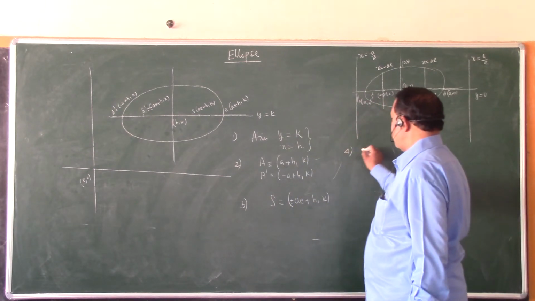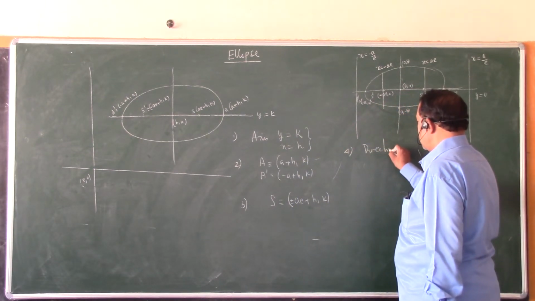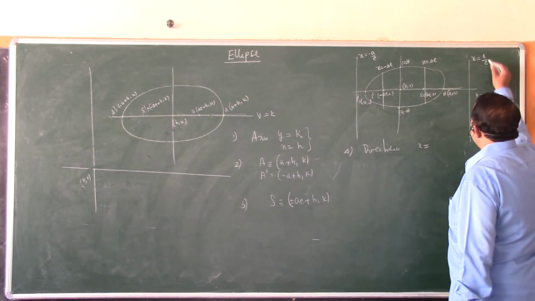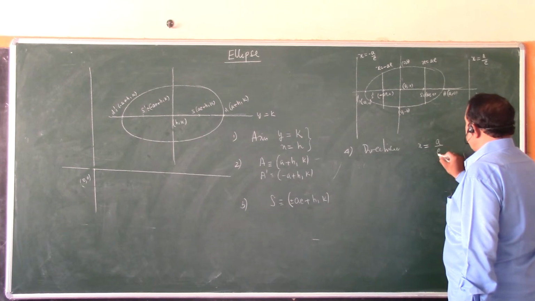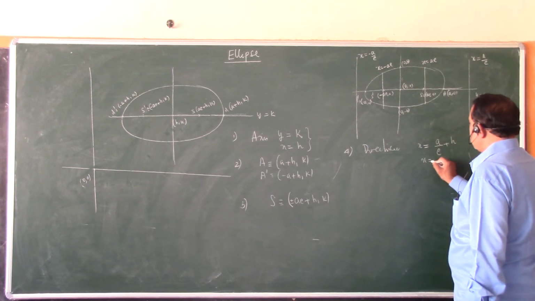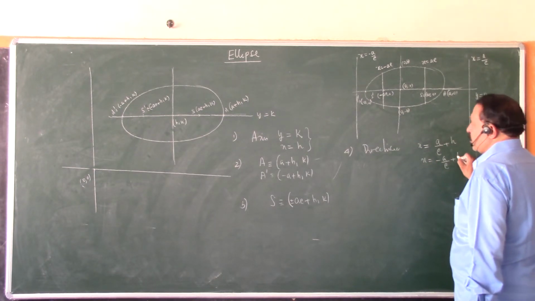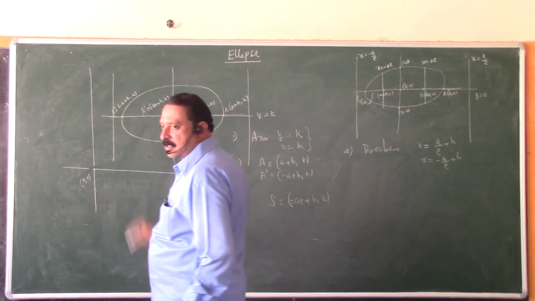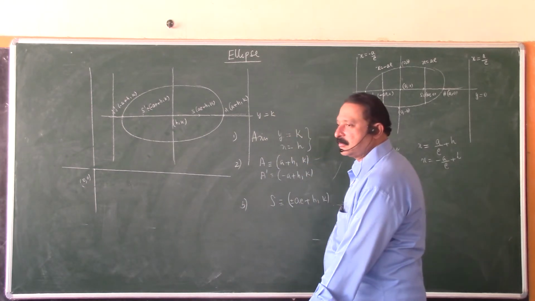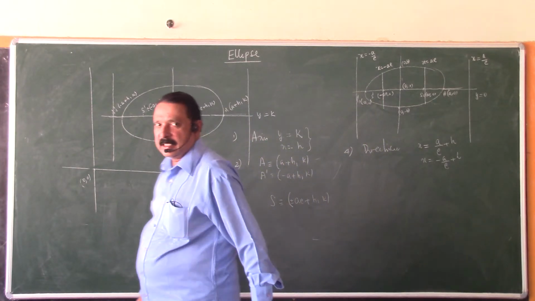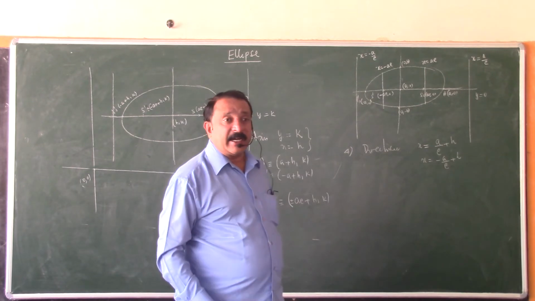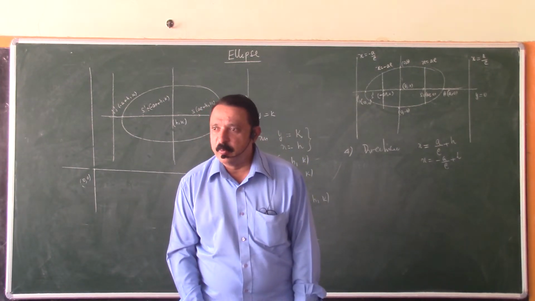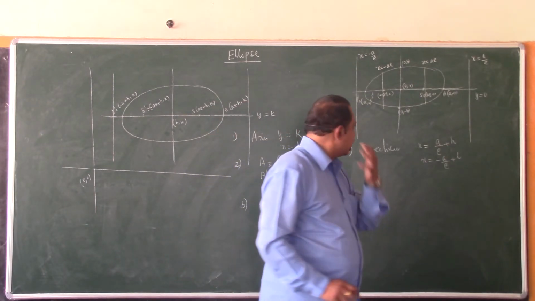And next, directrices. x = a/e + h, and x = -a/e + h. So this is one directrix, and this is the other directrix. Length of latus rectum will never change: 2b²/a only. So we will not worry about that.